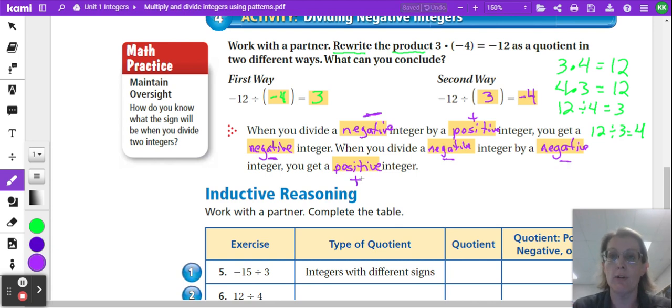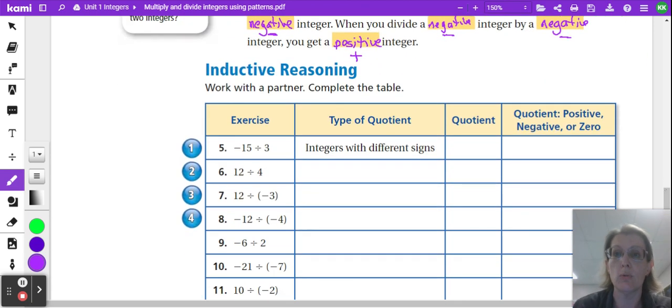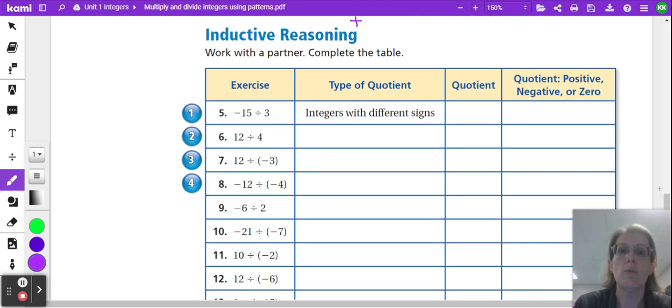Just like we found out with multiplication, when your signs are the same, you're going to get a positive answer. When your signs are different, you're going to get a negative answer. Remember, that does not work with adding and subtracting. That only works with multiplication and division. So now we're going to do the same thing that we did in the multiplying integers notes. We're going to look at some patterns.